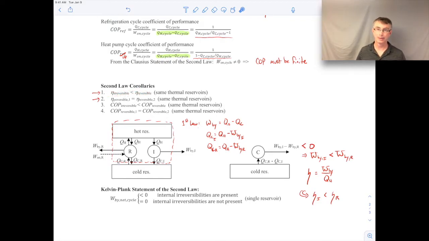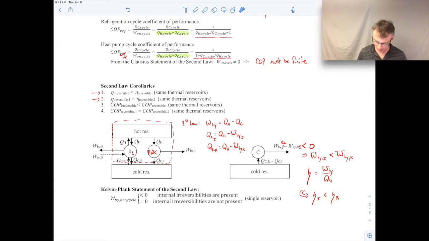Okay. The second corollary, we can just use the same kind of situation, but instead of an irreversible cycle, I'm going to have two reversible cycles. I'll call this one R1 and this one R2. And so the work that we get out of these, this will be R2 and this will be R1 here. I'm sorry, it's a little messy.